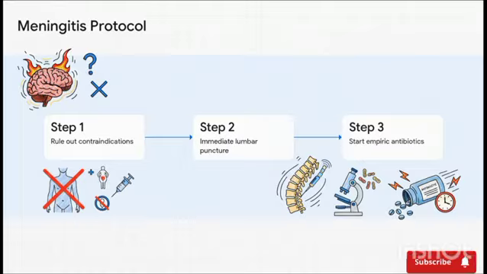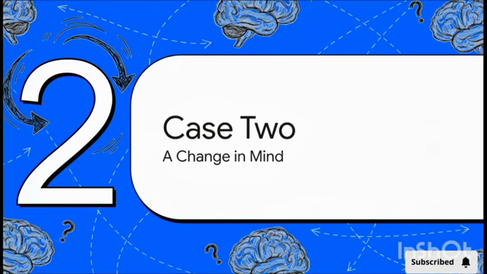First, you do a quick check to make sure there's no reason not to. Then, you immediately do a lumbar puncture, a spinal tap, to get a sample of that cerebrospinal fluid. And at the exact same time, you're starting broad-spectrum antibiotics, because with bacterial meningitis, every single hour, every minute counts. Now let's switch gears and look at our second case. Another 16-year-old. Similar start, but our story is about to take a very, very different turn.